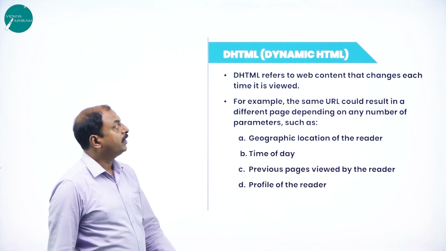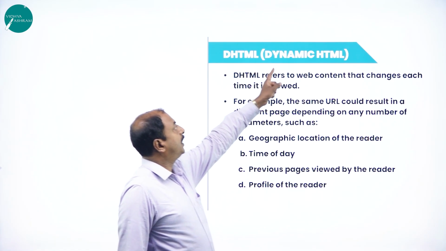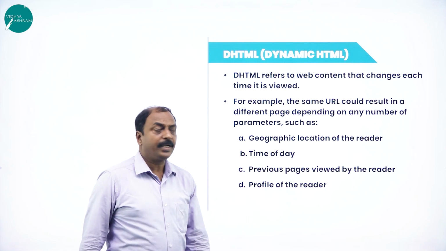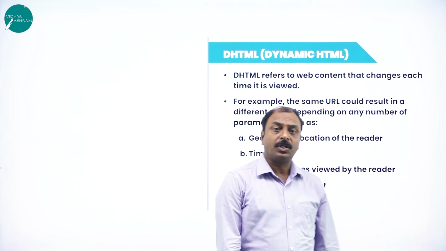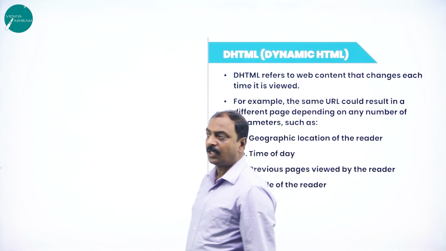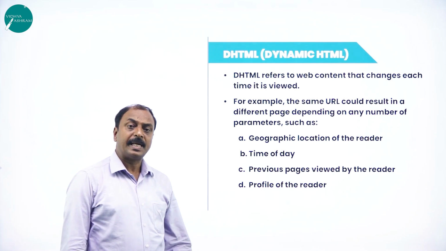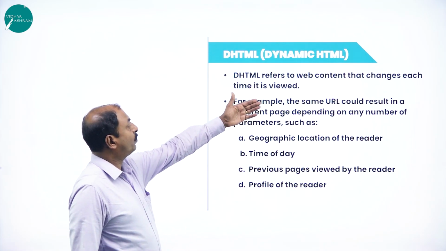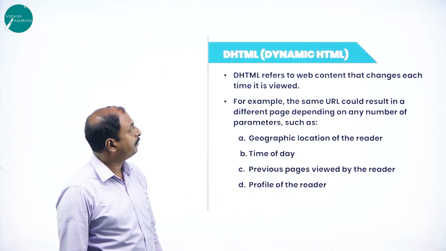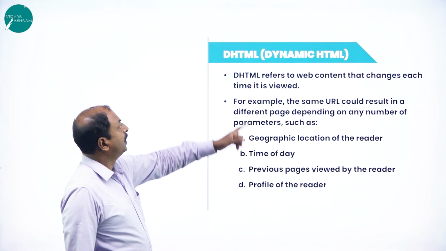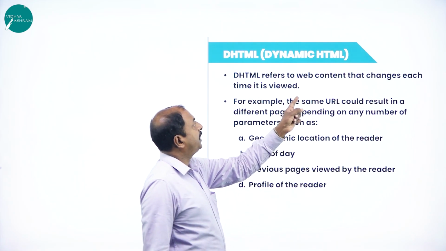Now let us look into another part of HTML, that is DHTML. It stands for Dynamic HTML, Dynamic Hypertext Markup Language. So dynamic is the opposite of static. The meaning of the word static is it remains the same, and the meaning of the word dynamic is it keeps changing. So here, with respect to web page, we are going to talk about what is dynamic HTML or DHTML. So DHTML refers to web content that changes each time it is viewed.